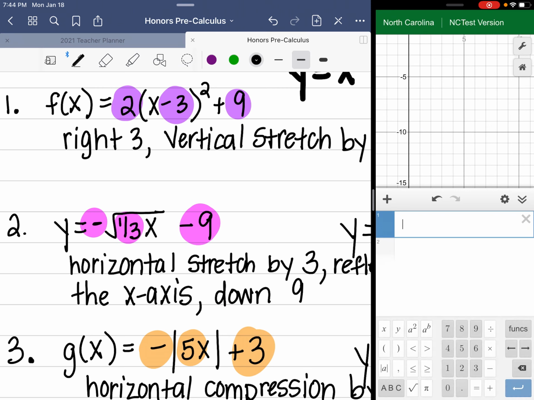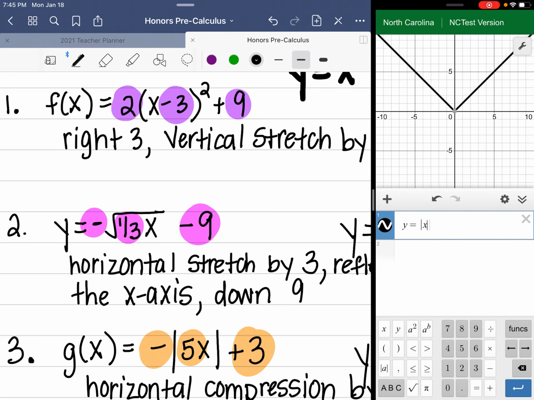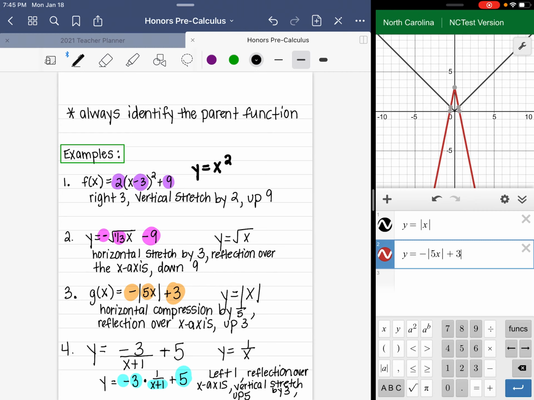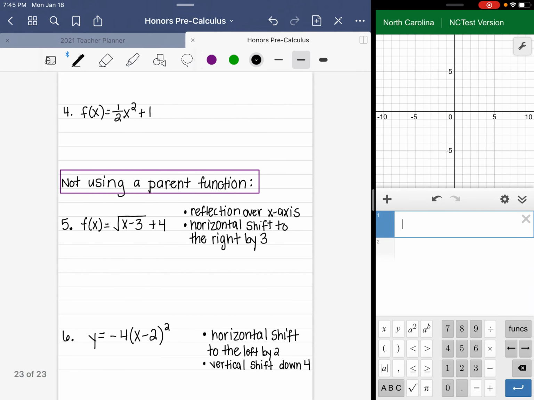So you can always check yourself in the calculator and look at your pieces. So y equals, so we have absolute value. There's my absolute value. We start on the inside, so we have y equals the absolute value of 5x. You can see that made it a vertical stretch, which made it look skinnier. Then we reflect over the x-axis, and then finally go down 3 units. Now, go up 3 units because it's plus 3. So all of these things are things that you can look at as far as your functions.